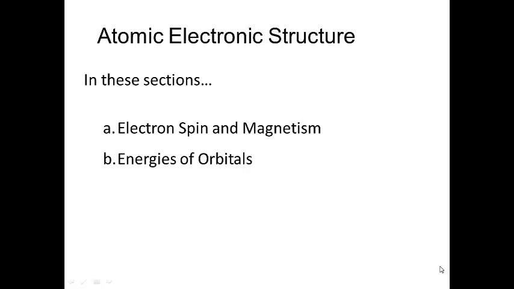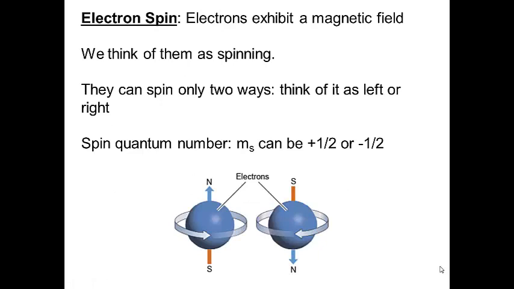And so in the first sections, we're going to look at the concept of electron spin and the magnetism that imparts on atoms. And then we'll look at the energies of orbitals inside atoms with multiple electrons. And then finally for this part, we'll look at the electron configurations of atoms. That is, which orbitals do electrons actually use inside atoms and ways that we represent that. So we're going to start by talking about electron spin.